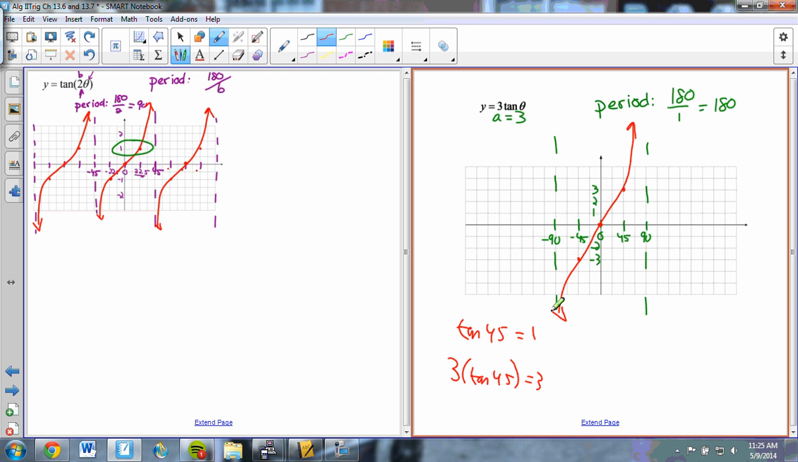I can go boom, boom, boom. And there's another one. And boom, boom, boom, boom. There's that one. That's tangent.